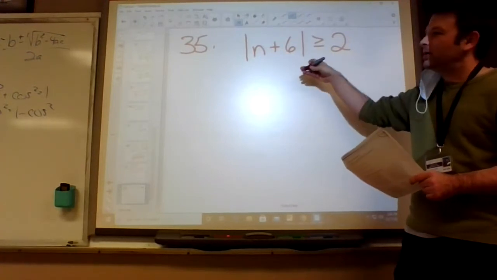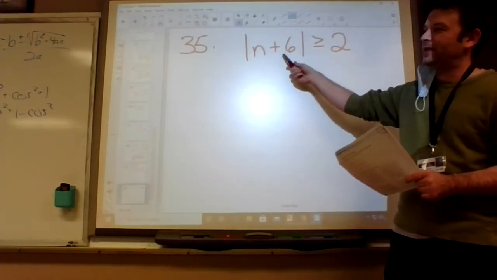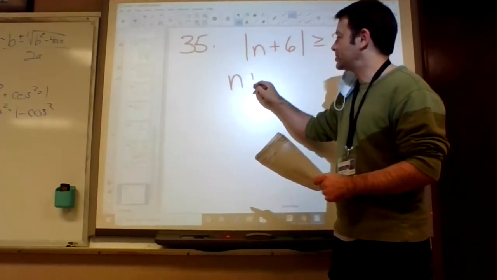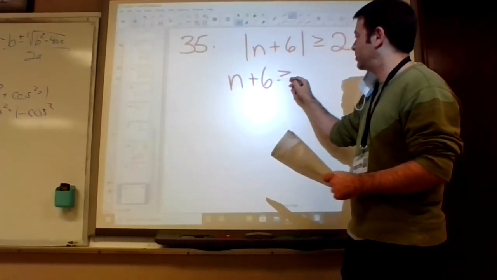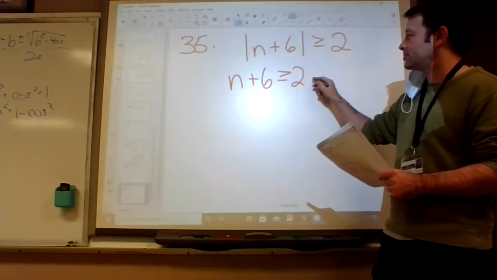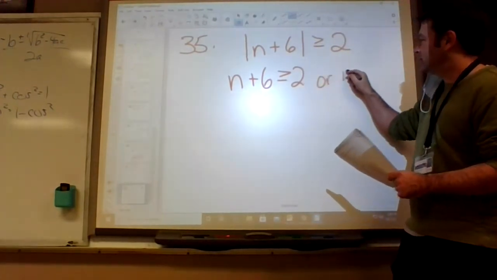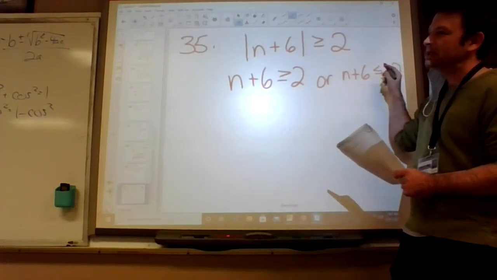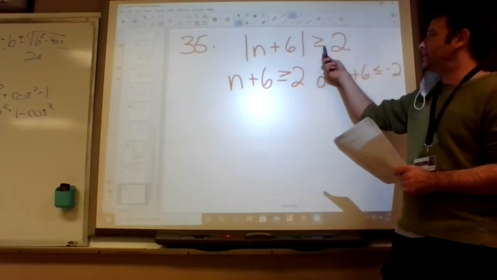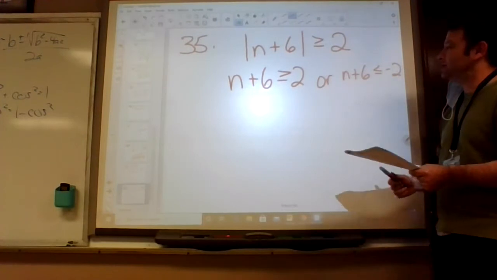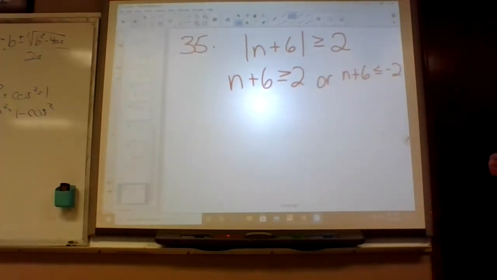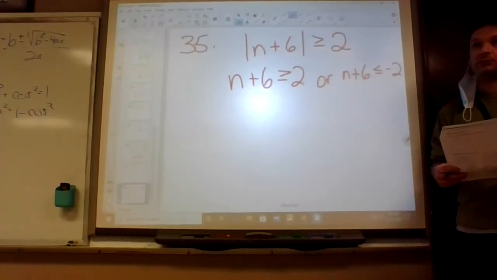Okay, if you have absolute value greater than, then n plus 6 could be greater than or equal to 2, just like it says, or n plus 6 could be less than or equal to -2. I edited the problem a little bit because that used to say -2 up there. Why does the sign switch? It just works that way with absolute value.